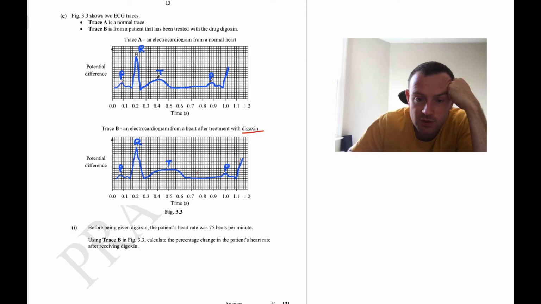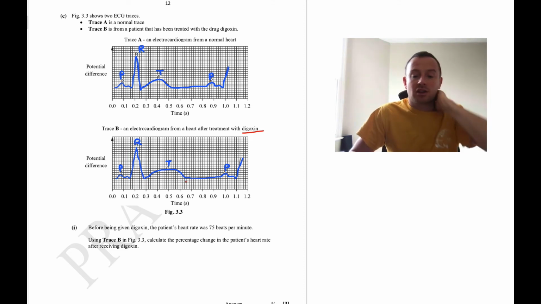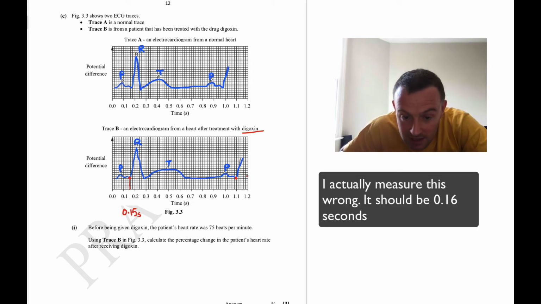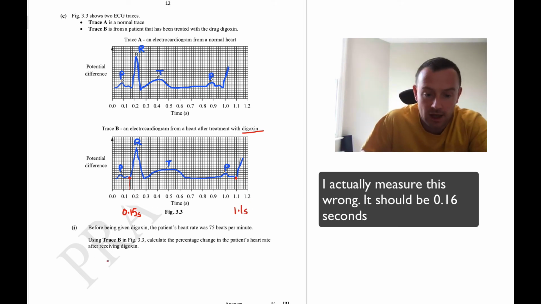Now, the first thing to recognize here is that you should pick a point that is very easy to distinguish. So the best point to do that is everything around the QRS complex. So in this one, we can look at this point here and compare it directly to this point here, because that's the start of the same point. So if we then go down here, that is going to be exactly at 0.15 seconds, and that is bang on 1.1 seconds.